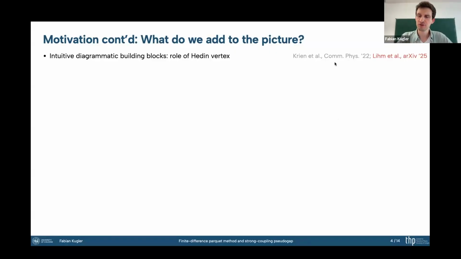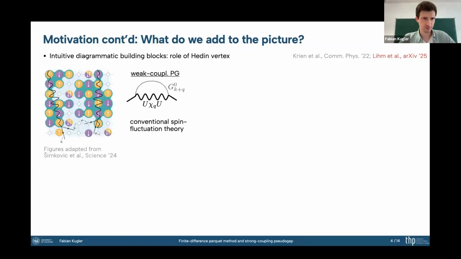This has been done before and by us, however, with important differences. So what is the role of the Hedin vertex? Let's start from the weak coupling pseudogap. Right?